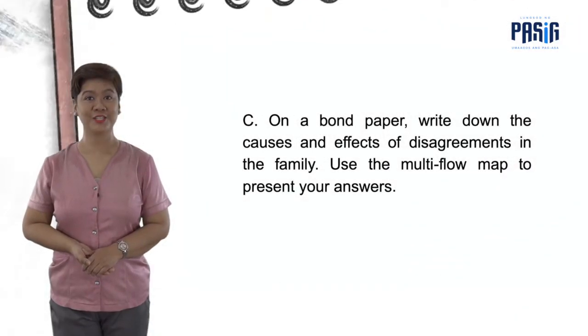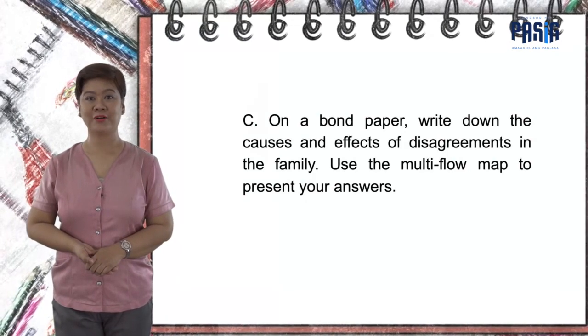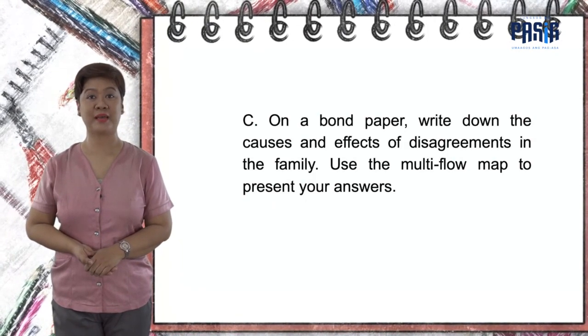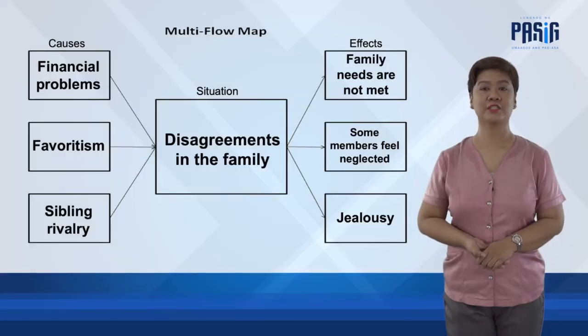Let us now answer Activity C. On a bond paper, write down the causes and effects of disagreements in the family. Use the multi-flow map to present the answers. Here are the possible correct answers.